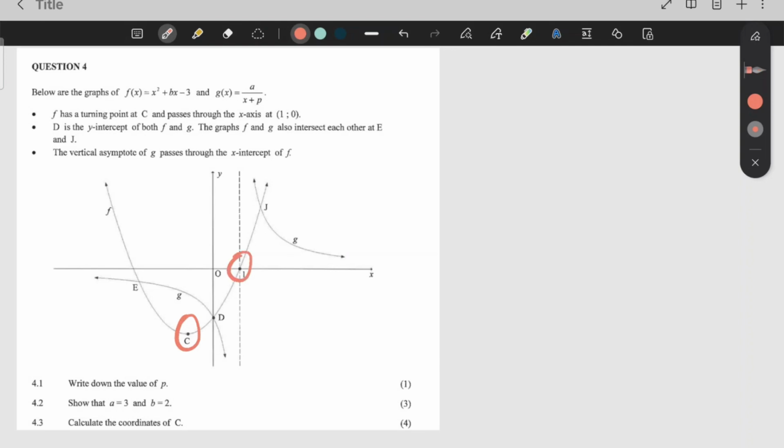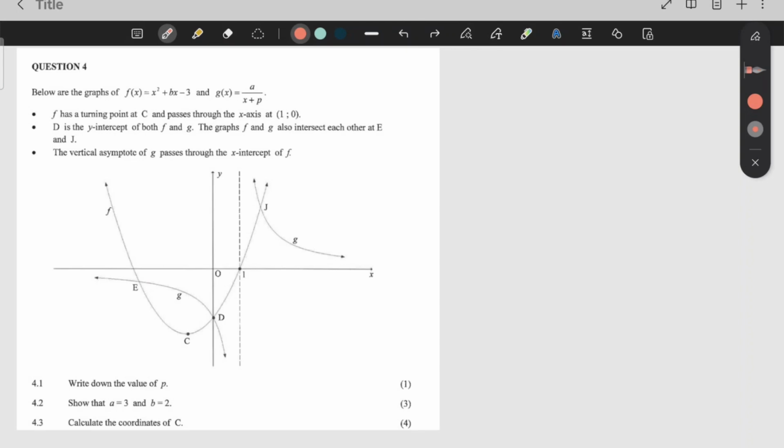and it passes through the x-axis at x is 1. So that's the x-intercept of the parabola. Then D is the y-intercept of g(x) and f. Okay, so D is the y-intercept of the parabola and the hyperbola. And then the graphs of f and g also intersect each other. So these are the points of intersection. That is a point of intersection, and that is a point of intersection.